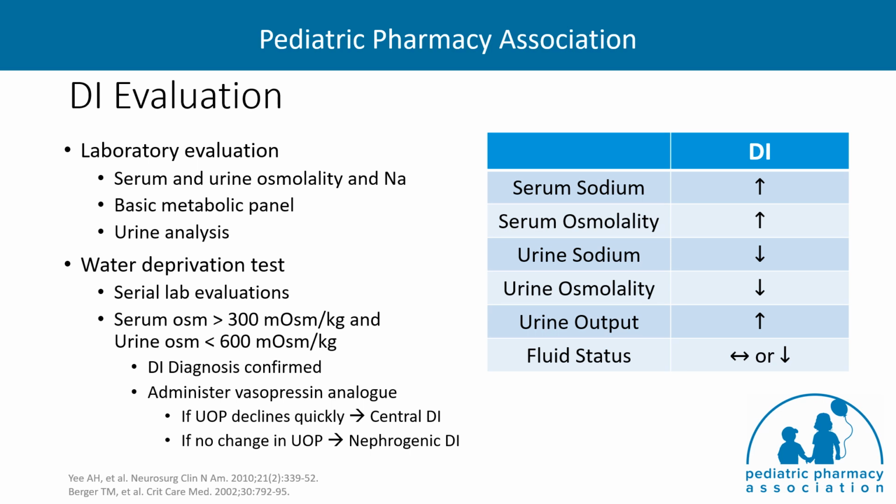When evaluating for diabetes insipidus, patients will have elevated serum sodium and serum osmolality, as well as decreased urine sodium and urine osmolality. These patients will have high urine output, leading to decreased fluid status, which they often compensate for with increased fluid intake. While the water deprivation test is the gold standard, it is important to consider other causes of hypernatremia prior to performing.